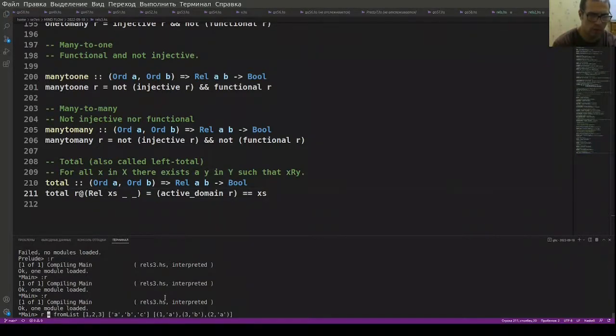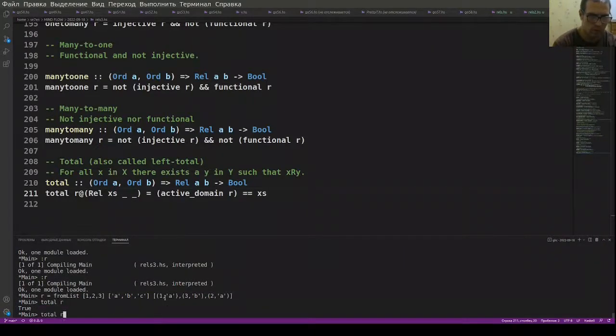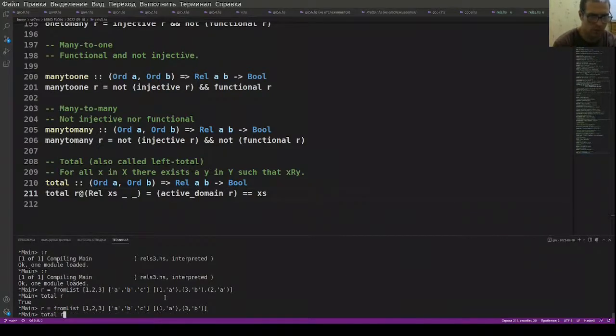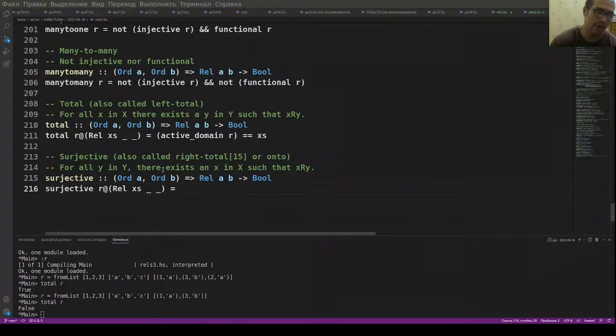Let's check. Total. Okay, it is true because for every 1, 2, 3 it has some element, and now it is not total. Okay, next guys, surjective relation is also called right total or onto relation. That means that for all y in Y, there exists an x in X such that it's related to y. So in other words, for every second element, we have some first element.